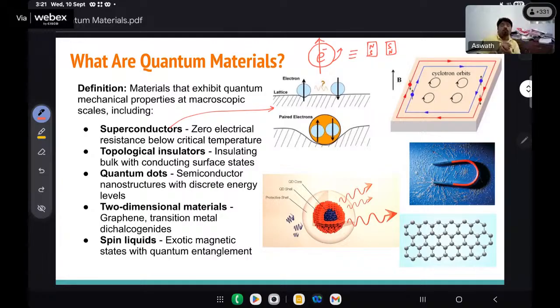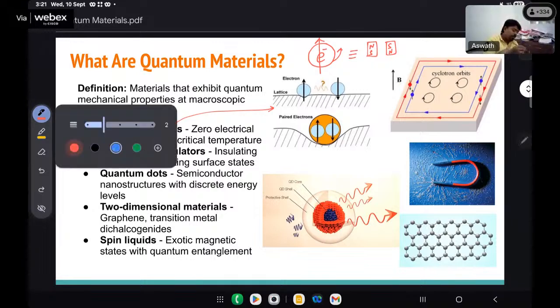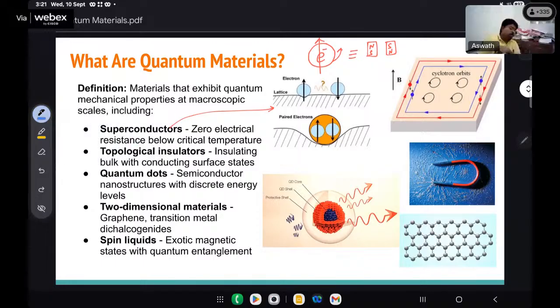Now there is something called topological insulators, another kind of quantum material which could be used to realize qubits. So what these topological insulators are, let me use a different color. The figure for topological insulators is given at the top right.